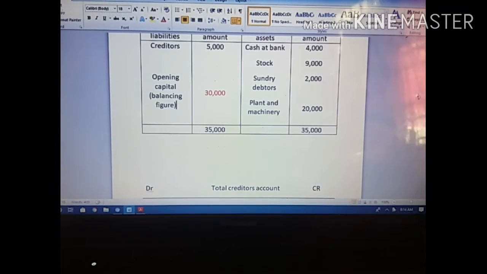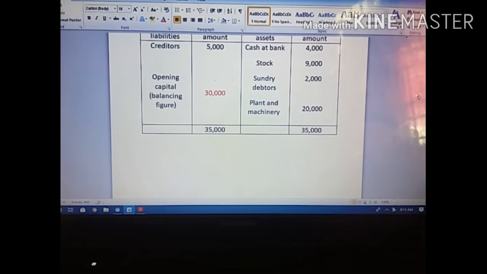So in the sum they are given creditor, cash at bank, stock, sundry debtor, plant and machinery. Based on the information we have to fill in the statement of affairs. Then we have to add the asset side separately and the liability side separately. Then we find the value: the highest value minus the lowest value, then we will get the answer. So opening capital is 30,000. We have to find it through the statement of affairs. This thing is missing, so we find the opening capital through the statement of affairs.